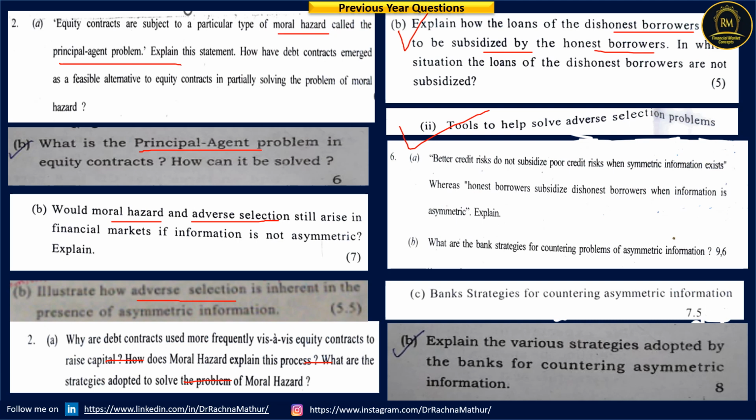Tools to help adverse selection problem correction. Better credit risk do not subsidize poor credit risk when symmetric information exists. Explain. So all that is from adverse selection. What are the bank strategy for countering the problem of asymmetric information? So that is also the problem, the solution for adverse selection. Bank's strategy for countering asymmetric information. So here you can write all the solutions from adverse selection, moral hazard. Explain the various strategies adopted by bank for countering asymmetric information. So that is solution for adverse selection.